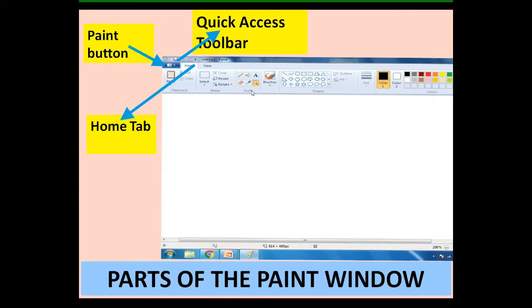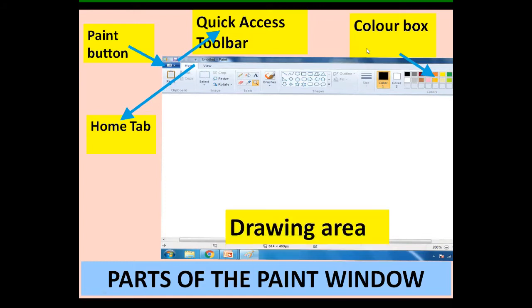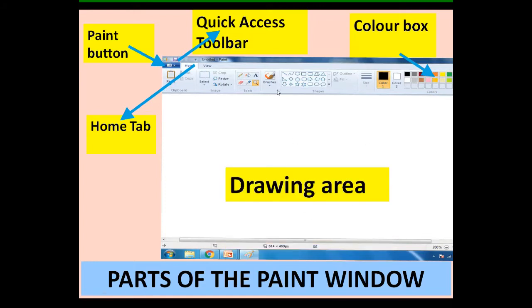This is the tool group. It has different tools like the pencil tool, pick color tool, text tool and brush tool. This is the shape group. In this group you can insert different shapes. And this is the color group. It contains different colors which are used to color the pictures. This is the drawing area. This is the white space and we use this white space to create a drawing.